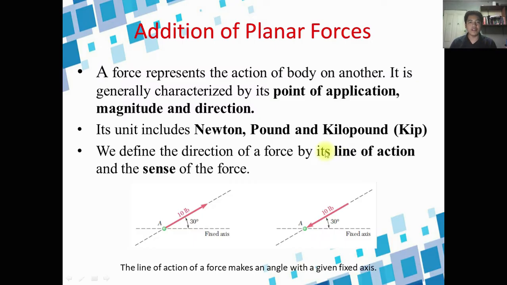We define the direction of a force by its line of action and the sense of the force. As you can see in our image below, the line of action of a force makes an angle with a given fixed axis. For example, we have a particle A here, and it is acted upon by a force of 10 pounds directed in this direction, with a certain reference to what we call a fixed axis. Here the reference fixed axis is, let's say, the positive x-axis, and the force is 30 degrees from the positive x-axis.